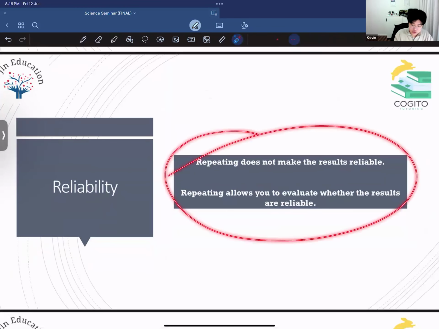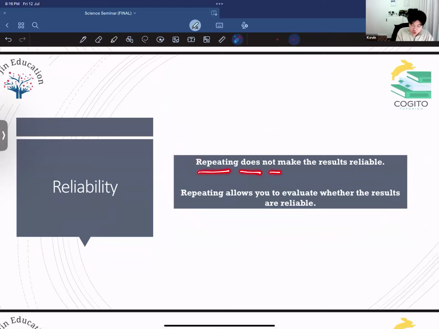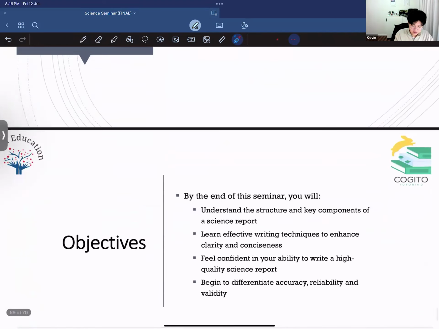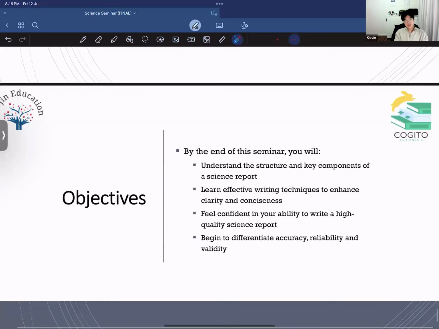This is very important. Repeating does not make the results reliable. Very, very important. Star, star, star. Repeating allows you to evaluate whether the results are reliable. Please, please, please remember this. Very important. Now I have finished all my slides.